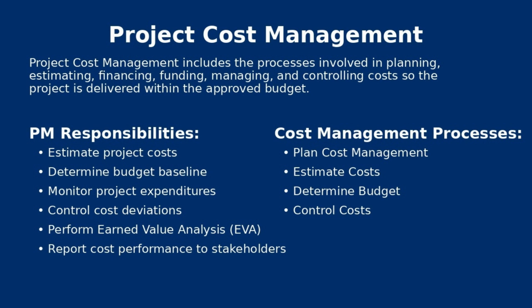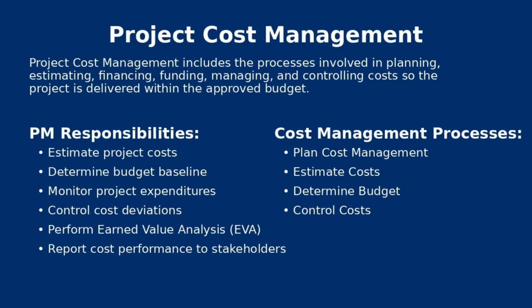ROM means rough order of magnitude estimate. It is a high-level estimate that you do when the project is in the initiation phase. ROM estimate ranges are minus 25 to 75%. Whatever is known to you at that point in time, whatever minimum information you have, based on that you come up with this rough order of magnitude ROM high-level estimate.